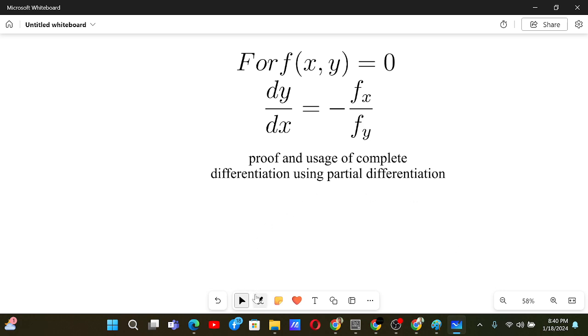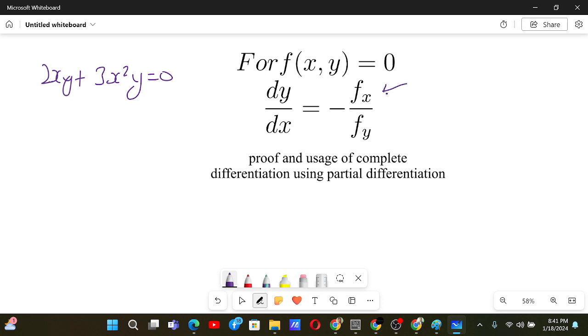Proof and usage of complete differentiation using partial differentiation. In this video, we are basically going to differentiate complex expressions in x and y. We are differentiating such expressions by using partial derivatives, and it's necessary to know what partial derivatives are.